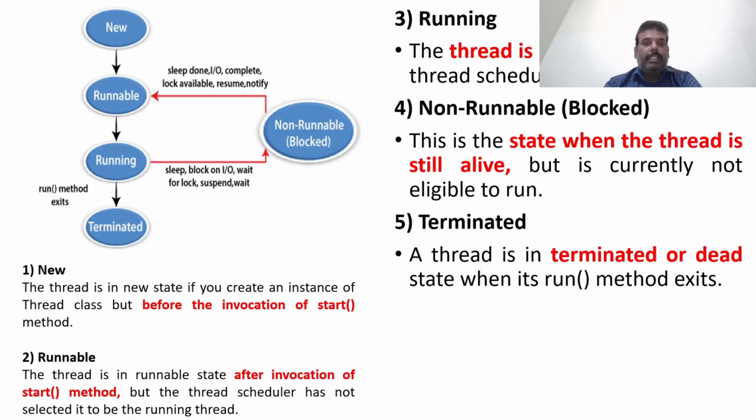So there are five states: new state, runnable state, running state, non-runnable state, and terminate state. The thread is in the new state if it is creating an instance of the thread class, but before the execution of the start method. The thread is in the runnable state after invocation of the start method, but the thread scheduler has not selected it to be in the running state.